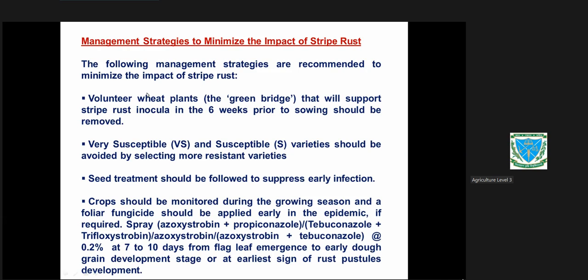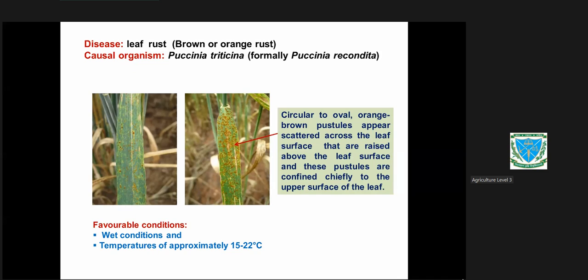So only this removal of the volunteer plants, cultivation of resistant varieties or tolerant varieties, seed treatment, and foliar spray of this type of fungicides may help to reduce the infection. Another rust is leaf rust, brown or orange rust, caused by Puccinia triticina. This pathogen was formerly known as Puccinia recondita.